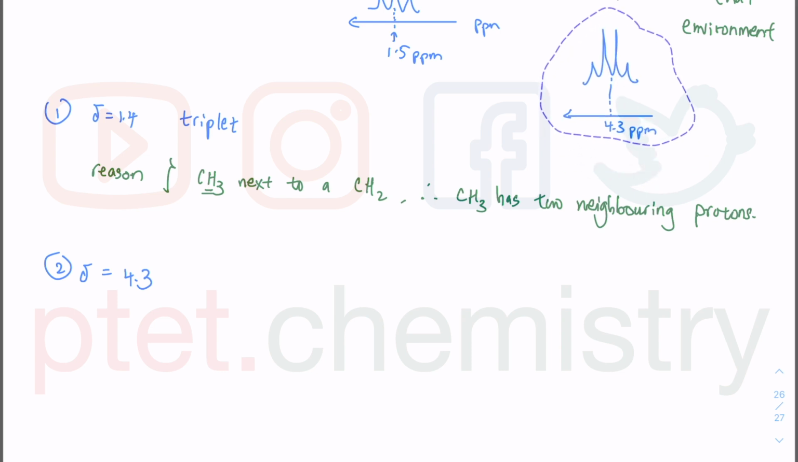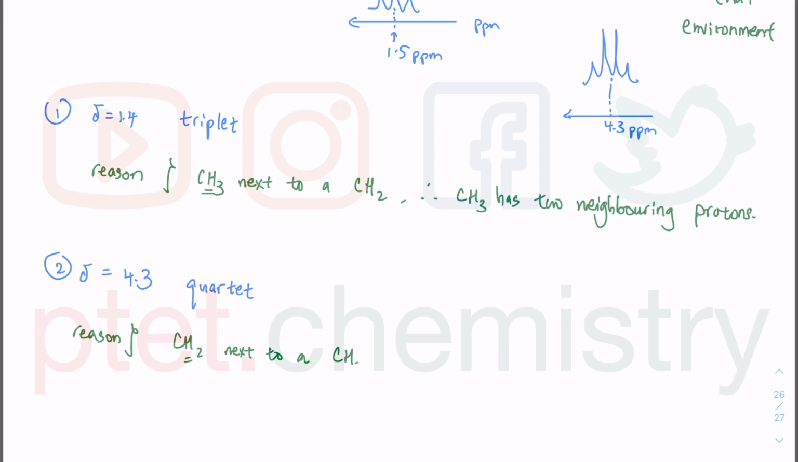As you could see, well, it's probably better on your paper, 1, 2, 3, 4. This is what you call a quartet. And the reason for it, if you look at the integral on top, you have a 2. You suspect that it's this CH2. So it is a CH2 next to a CH3, and you got 4 lines because you have 3 neighboring protons. That is because you're next to a CH3.